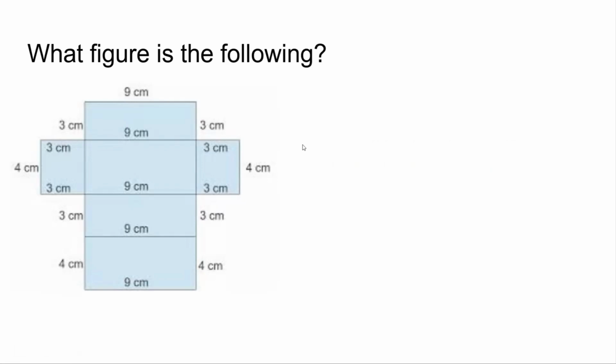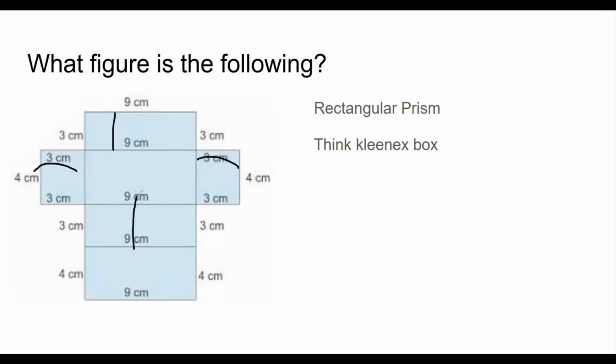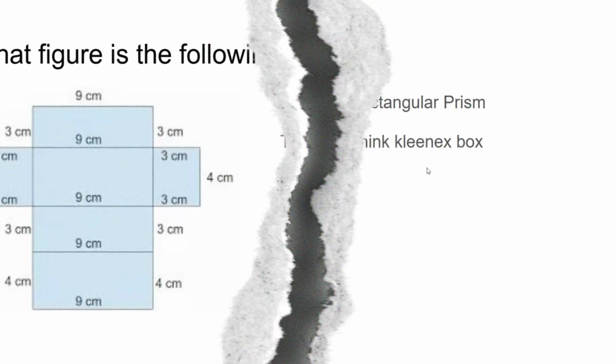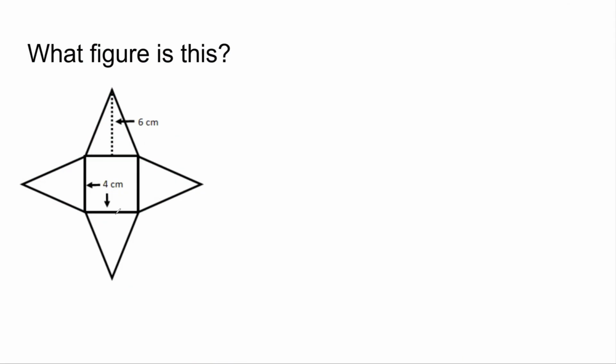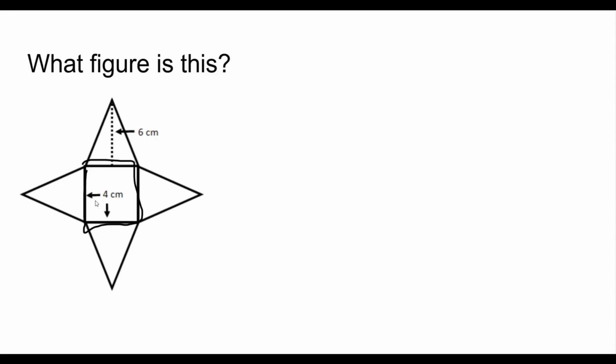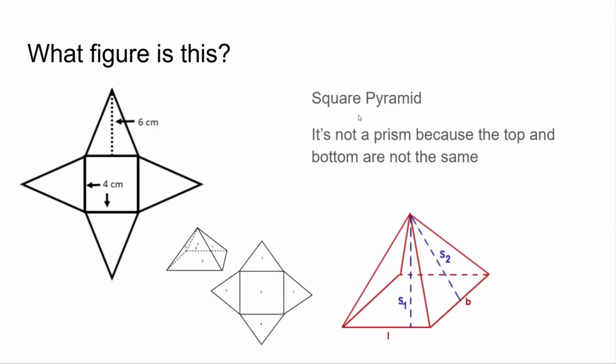What figure is this? So think Kleenex box. That's going to be the best way to do it. And so it's a rectangular prism. So think of a Kleenex box being folded in together. You would have this side folded, this side folded, this side folded up, this side folded up, and this side kind of over the top. So this is a rectangular prism. All right, this is a square here. We know it's for sure a square because it says that each side is 4. And so it's a square pyramid. And there's some examples of it.